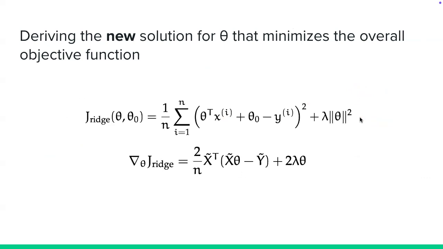So now let's derive the new solution for theta that minimizes our objective function. So we do the same thing. We take the gradient with respect to theta of this objective function J. So if we have two functions, then the gradient is just going to be the sum of the gradient of those two functions. So we took the gradient of this function and we get this term. And then we take the gradient of this function and we get this term.